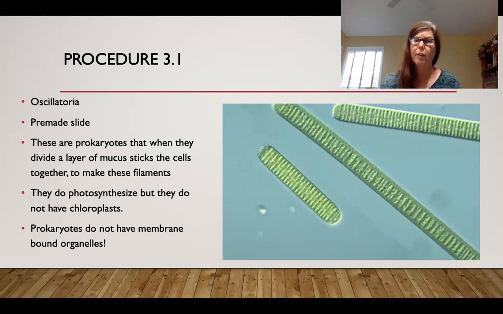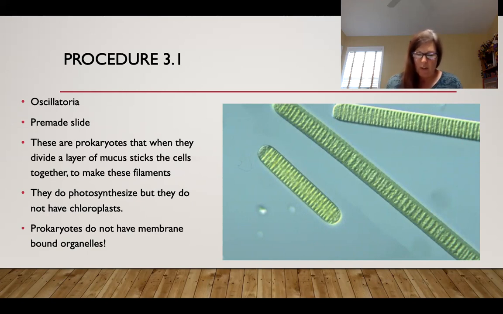And so as they divide and replicate, you get these long filaments. Now, do notice they are green. They are green because they do have chlorophyll. They do photosynthesize, but what they do not have is chloroplasts. They do not have membrane-bound organelles. So they have a specialized membrane called a thylakoid membrane, and that is where photosynthesis occurs. And again, if you do the reading, you will find this. So I highly suggest that you read through the lab book and answer the questions.